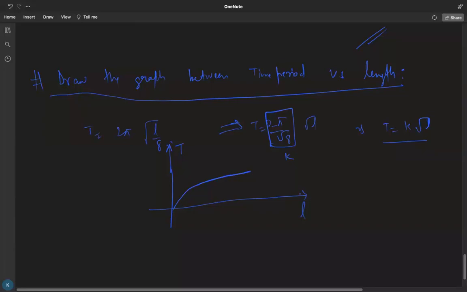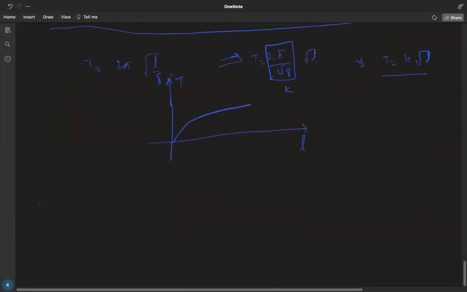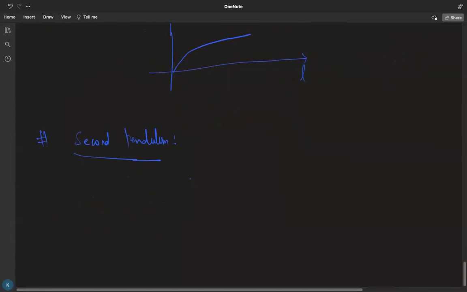Now I'm going to discuss a special kind of simple pendulum, known as the second pendulum. A simple pendulum having a time period of 2 seconds is known as a simple second pendulum. It is the same as a simple pendulum, but it has a time period of 2 seconds. So which simple pendulum has a time period of 2 seconds?